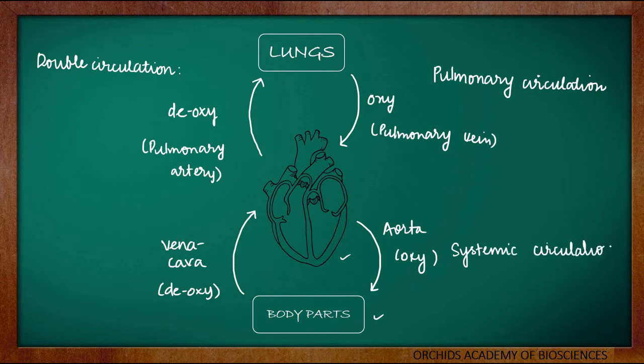So therefore, the double circulation comprises of the pulmonary circulation and systemic circulation. In the pulmonary circulation, it involves a flow of blood between the lungs and the heart, and in systemic circulation, there is flow of blood between the heart and the various body parts.